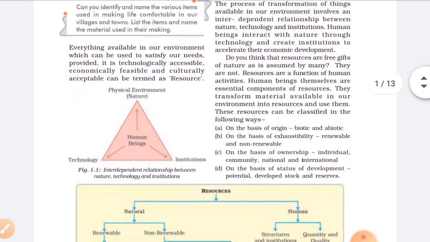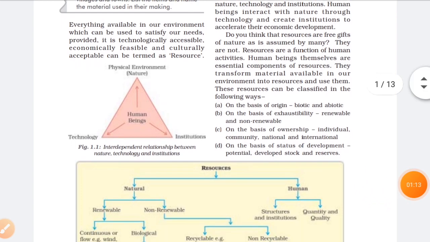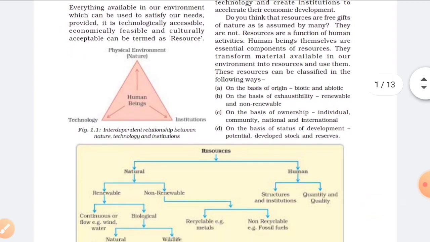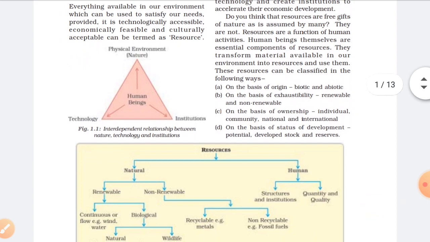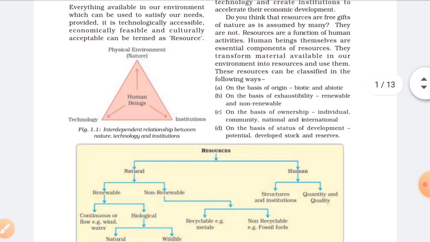Do you think that resources are free gifts of nature, as it is assumed by many? So, you can think of an answer. They are not, alright? Resources are a function of human activities. Human beings themselves are an essential component of resources. Alright? They transform material available in our environment into resources and use them.